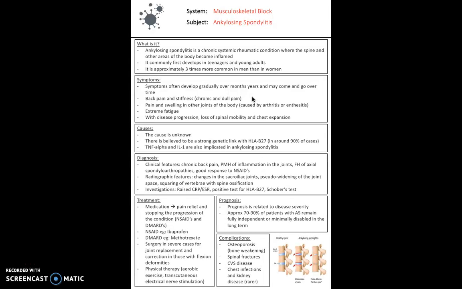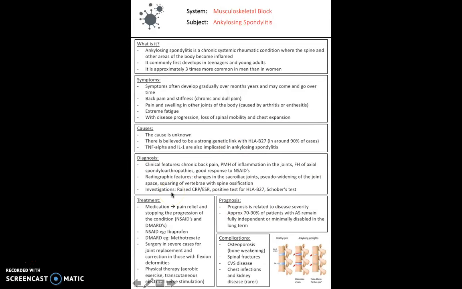and chest expansion. So the cause behind ankylosing spondylitis is unknown, but again there's believed to be a massive strong genetic link with HLA-B27, and around 90% of cases here do have a link to this HLA-B27, so leaving us susceptible to autoimmune attack. With regards to diagnosis, the clinical features are really important, what we've just discussed. They tend to have a good response to NSAIDs in these patients. Radiographic features are also really important, so you tend to see changes in the sacroiliac joints, pseudo-widening of the joint space, squaring of the vertebra, with spine ossification as well.